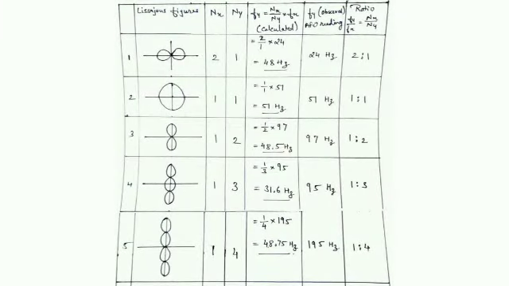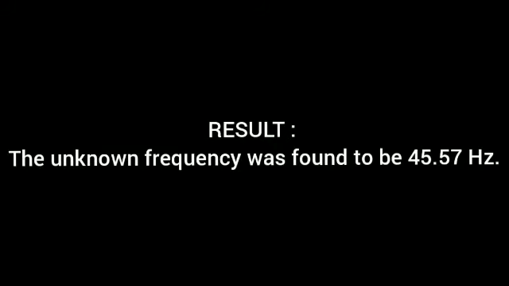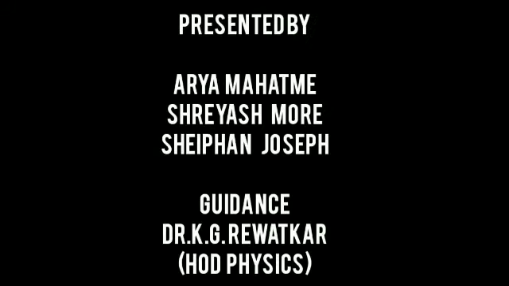The observation table for the experiment with 5 different readings. Calculation. The result: the unknown frequency was found to be 45 Hz. Thank you.